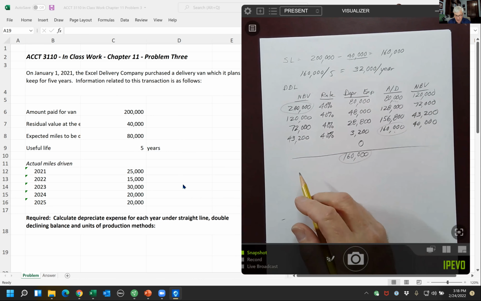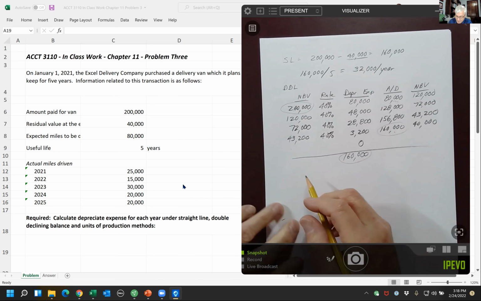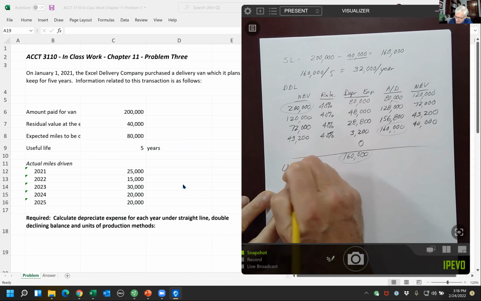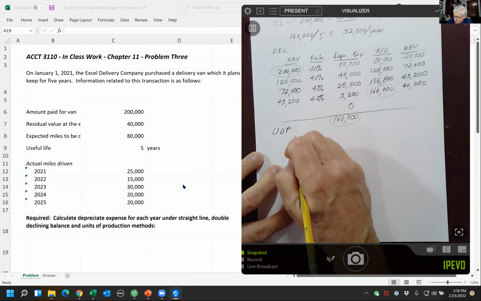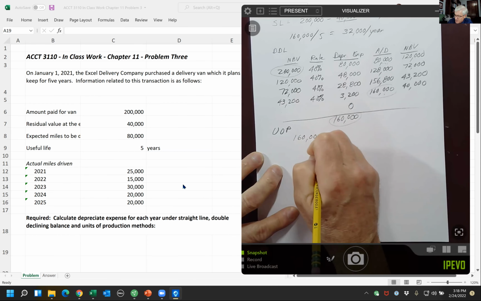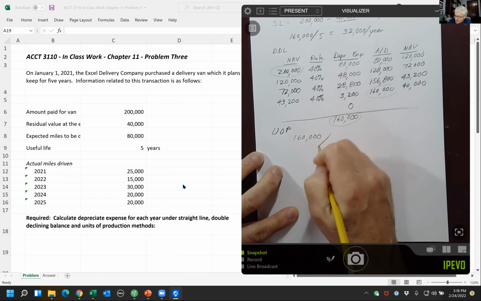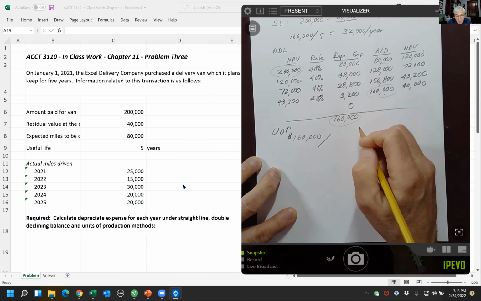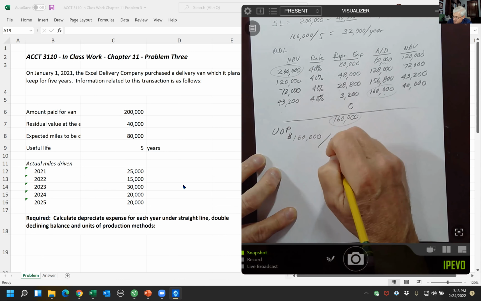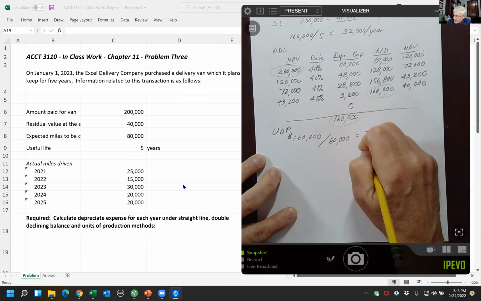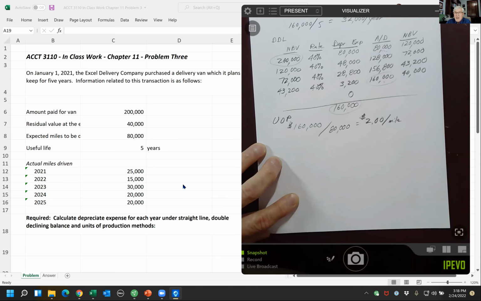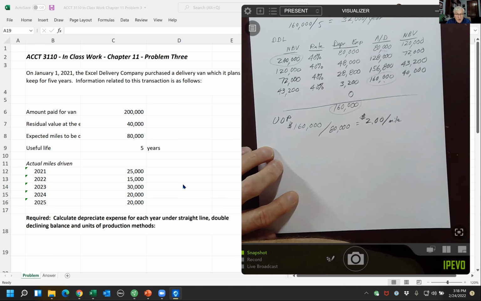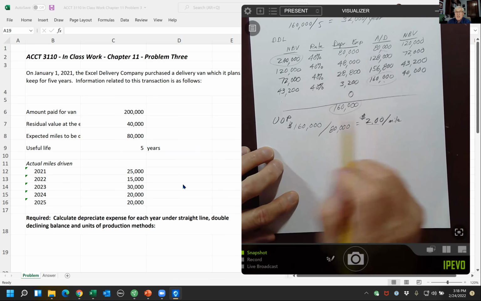And finally, we will do the units of production method. And again, now we do use the residual value. We're looking at the total cost of the corporation, $160,000, divided by how many miles we'll use this. Let's see, 80,000 miles. I think I'm going to like this because it's a nice round $2 per mile. So every time we drive that vehicle 1 mile, we're going to record depreciation expense of $2.